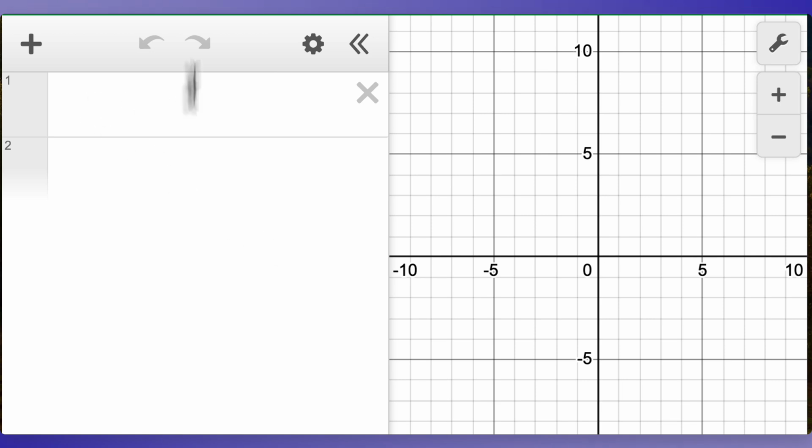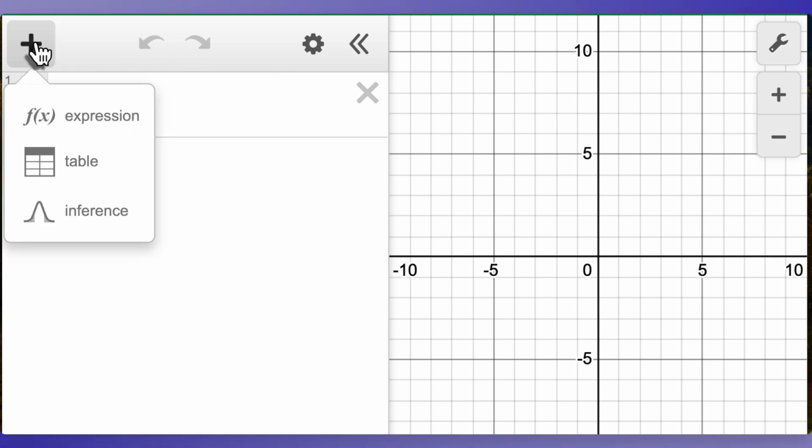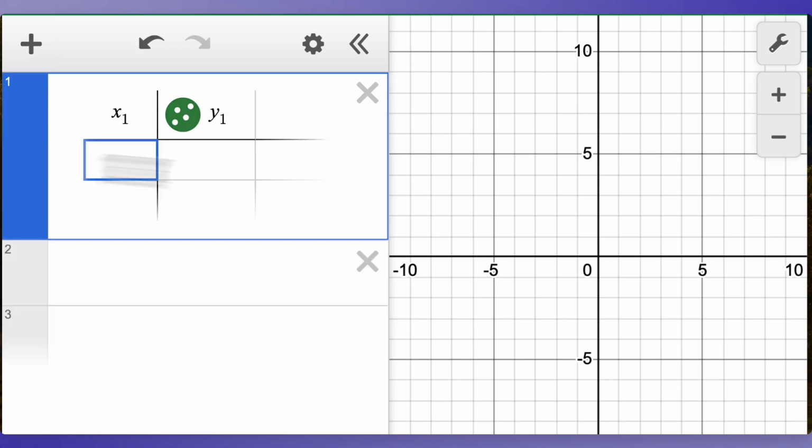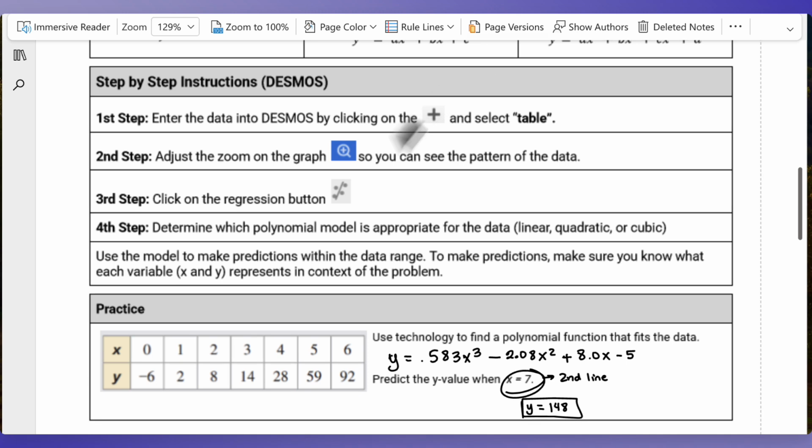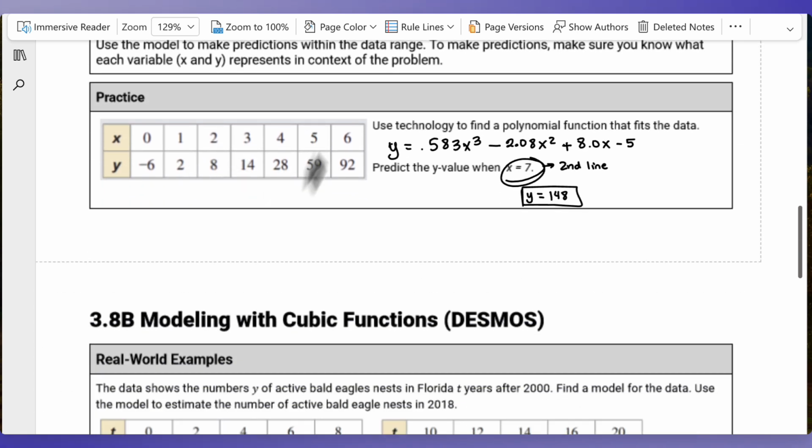Okay, so I am in DESMOS, and what we're going to do is click this little plus sign. And we want to type in all the data in this example over here on our notes. So just take a look at the worksheet that you have in front of you and input all of your X data and input all of your Y data. I'm going to pause the video and type all this stuff in, and then we're going to start the video back when I have it done.